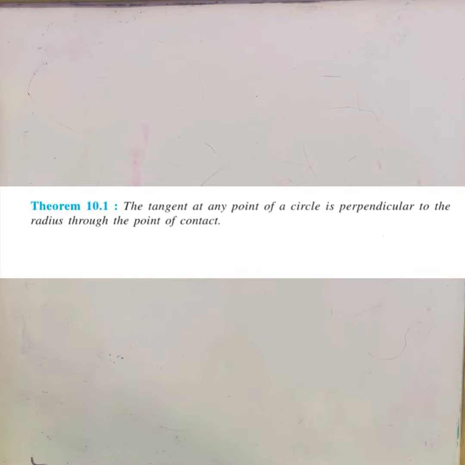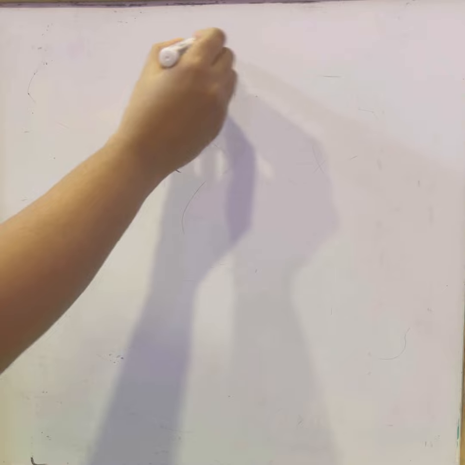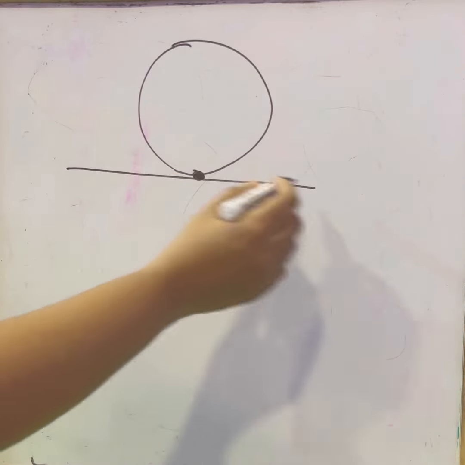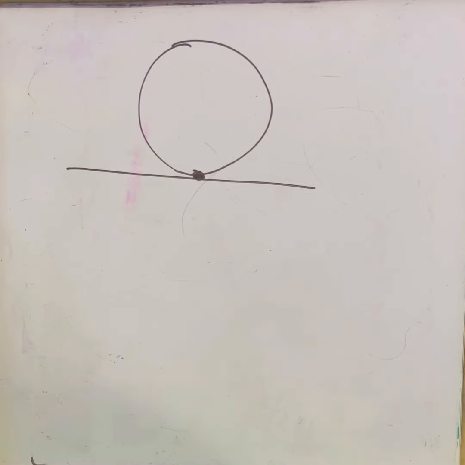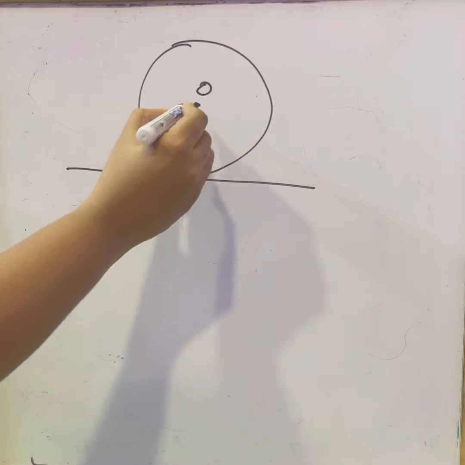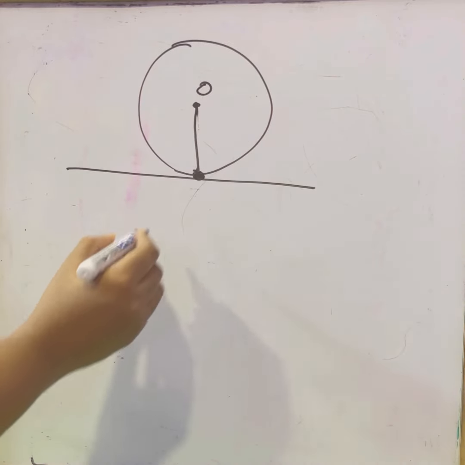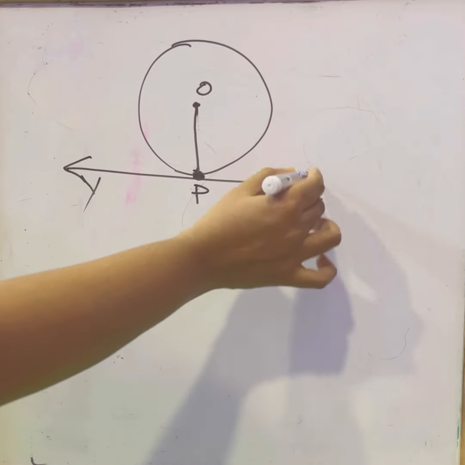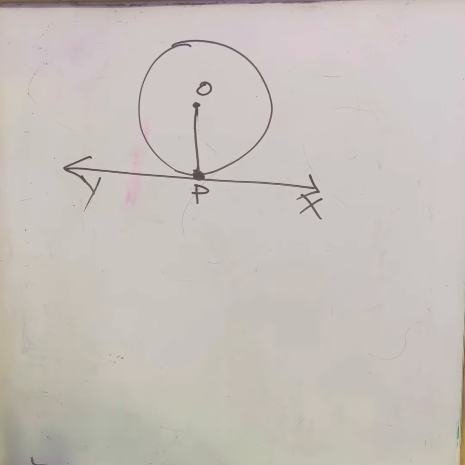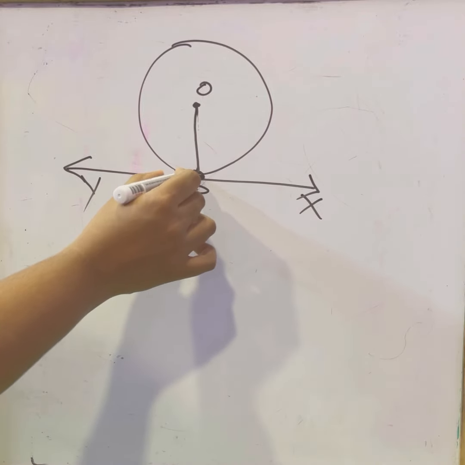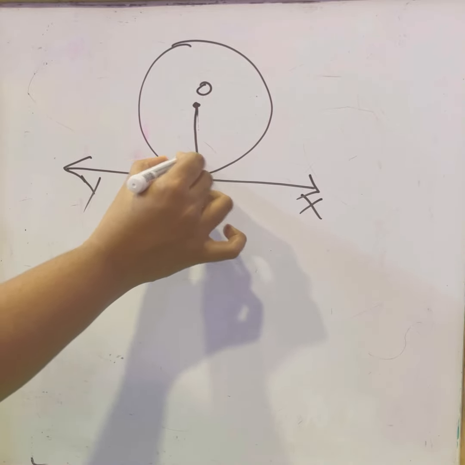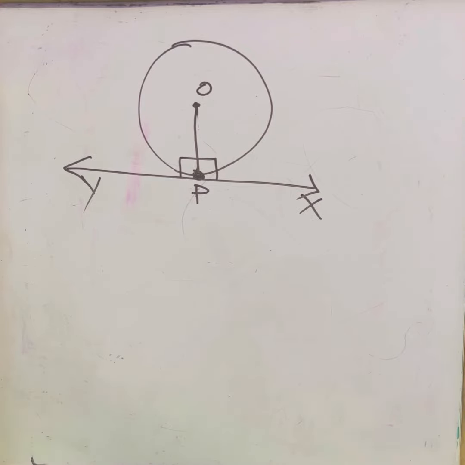point of contact. That is, if this is a given circle and this is a tangent, that is, the tangent passes through a single point on the circle, and this will be the point of contact. Now this is the center of the circle and this will be the radius. Let us name this point P and this line XY. Now the theorem states that the tangent at any point of a circle is perpendicular to the radius. That is, at this point it will be perpendicular, meaning it forms a 90-degree angle.